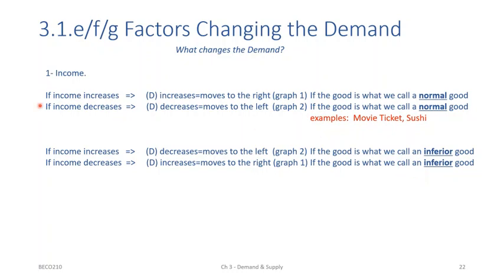In every case, its inverse is also correct. So, if the good is normal and the income decreases, the demand decreases. Graph 2. If the good is inferior and income decreases, demand increases. These are examples.